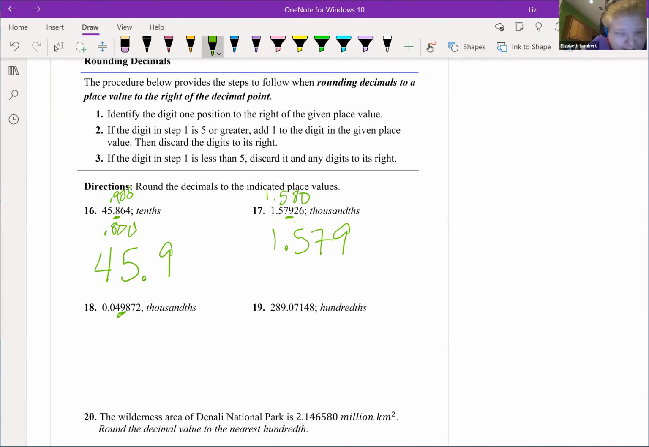All right, so we're on that 9. So 0.049872. So this is either going to stay 0.049. That looks like a 6, so 0.049. That's our lower number, or the upper one, I'd round that up 1 and it would be 0.050.